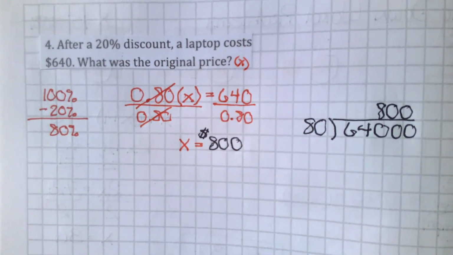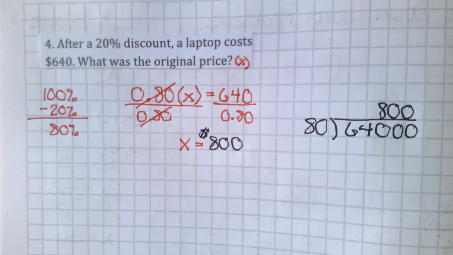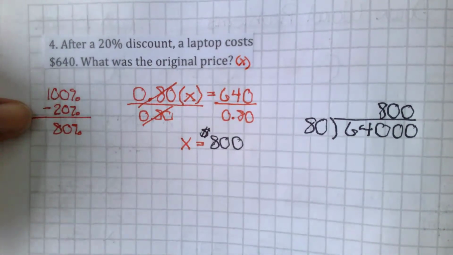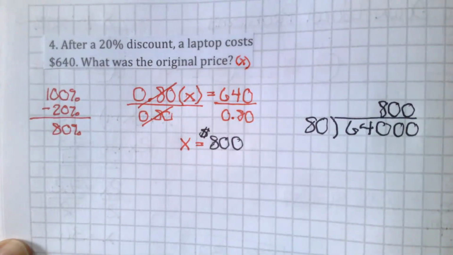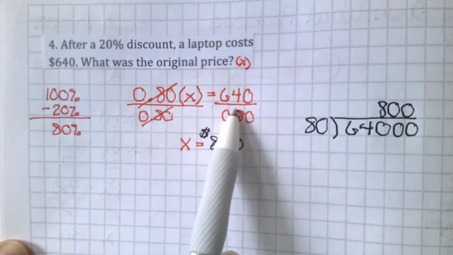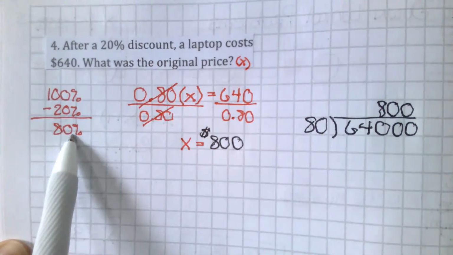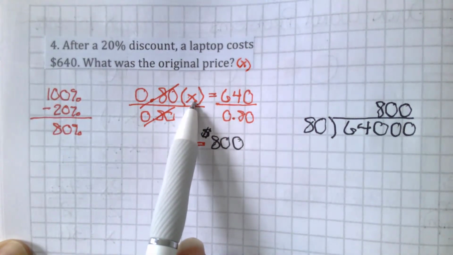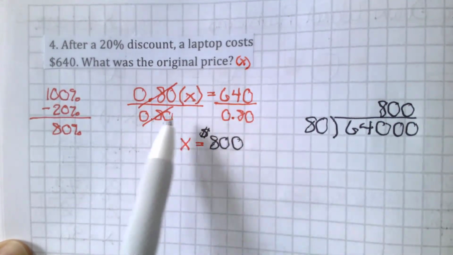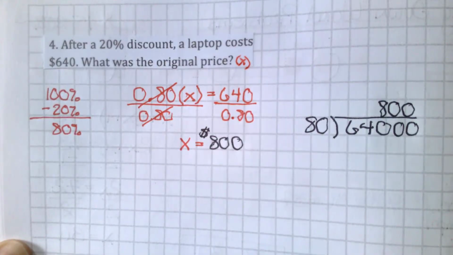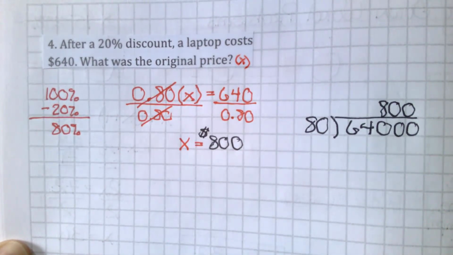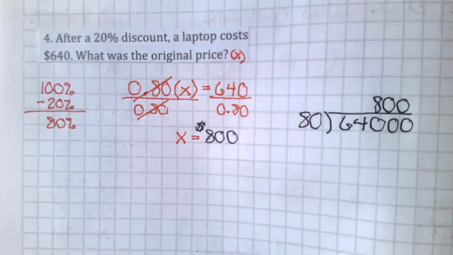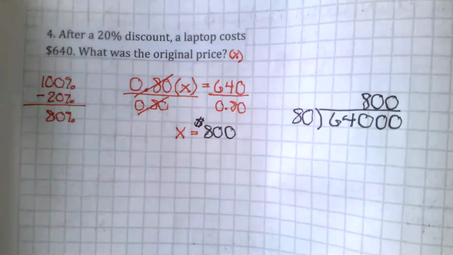Okay. So since they said after the 20%, that means we had to pull the 20% out. What was left is 80%. So in order for us to figure the original price when they give us the sale price, we take that percentage, multiply by X. That means I have to divide both sides by 0.80 or 80 hundredths. And then you'll get your division, which gives you your answer of 800. All right?